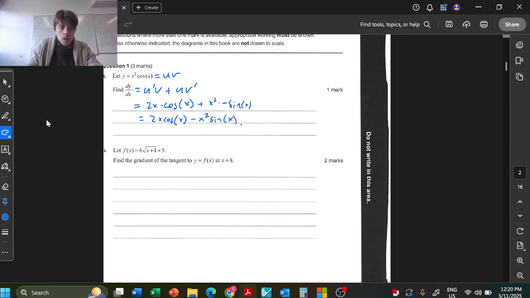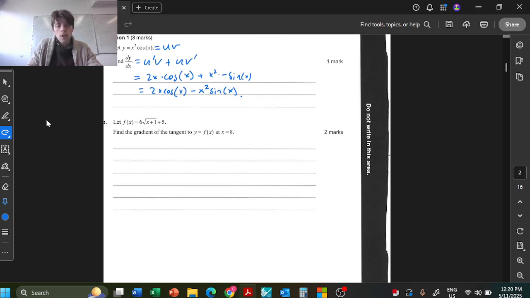Moving on to the next question, we have to find the gradient of the tangent at this point of the given function. When we're talking about the gradient of a tangent, we need to take the derivative to find the equation of the gradient and then sub in the point. Pretty typical for an exam one question. First, we might write this in terms of indices, so this is the same as x plus 1 to the power of a half. If I take the derivative, we bring the power down the front and then count the power down by 1.